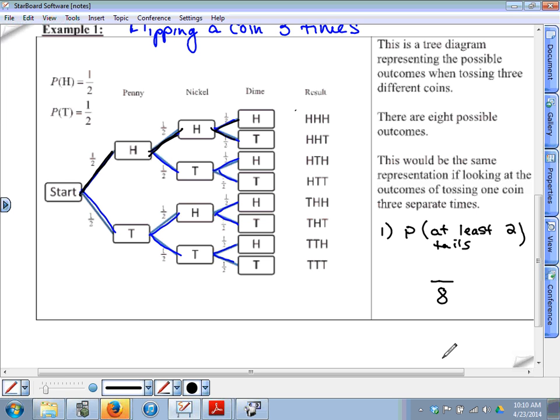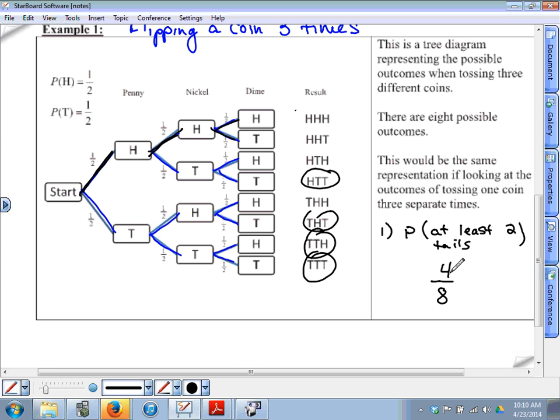Now, what does at least mean? 2 or more. So there could be 3 tails would be a possibility. So take a look at your possible outcomes. How many of them have at least 2 tails? There's this one here. Let me circle. There's this one. There's that one. There's that one, and there's that one. So of the 8, 4 out of 8.